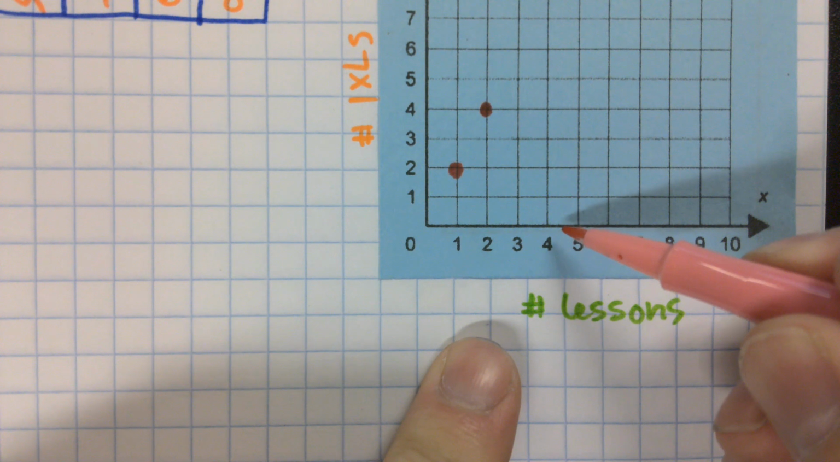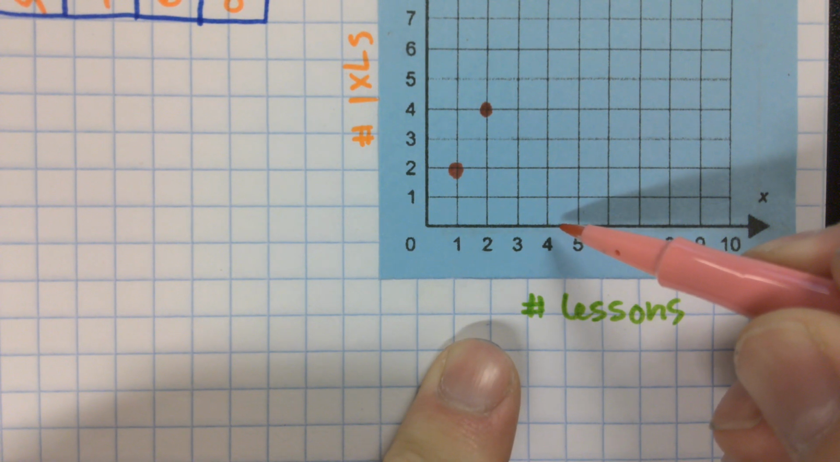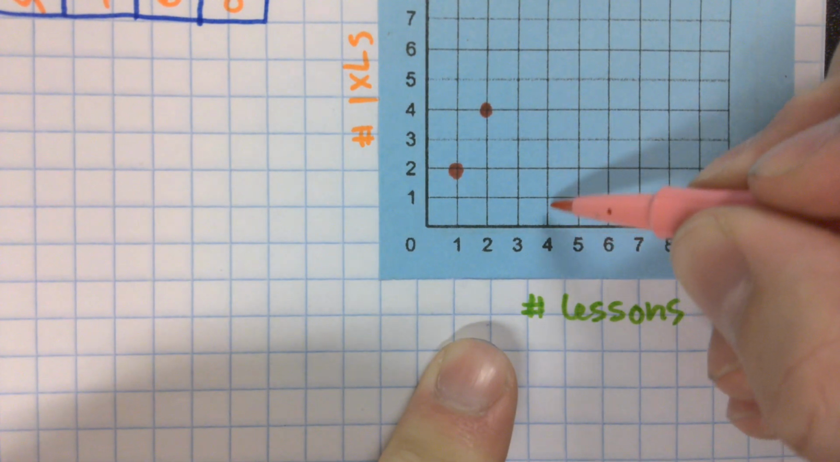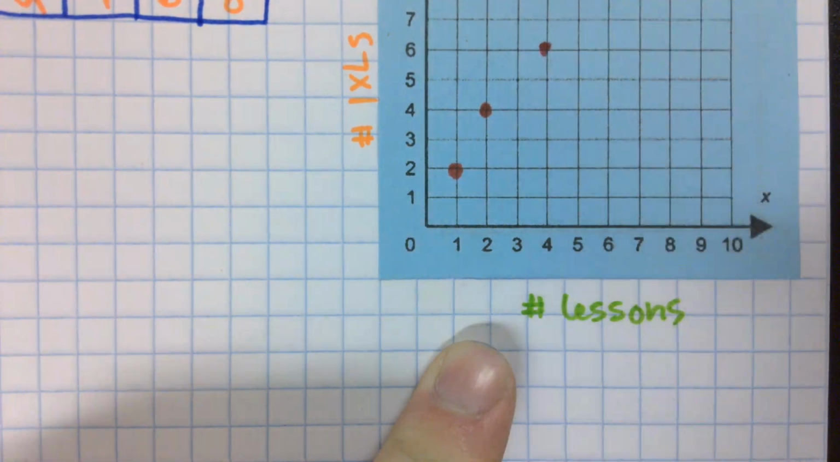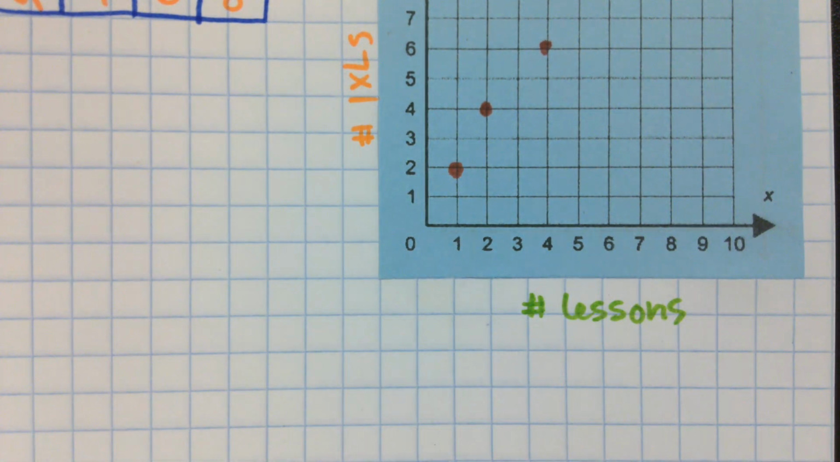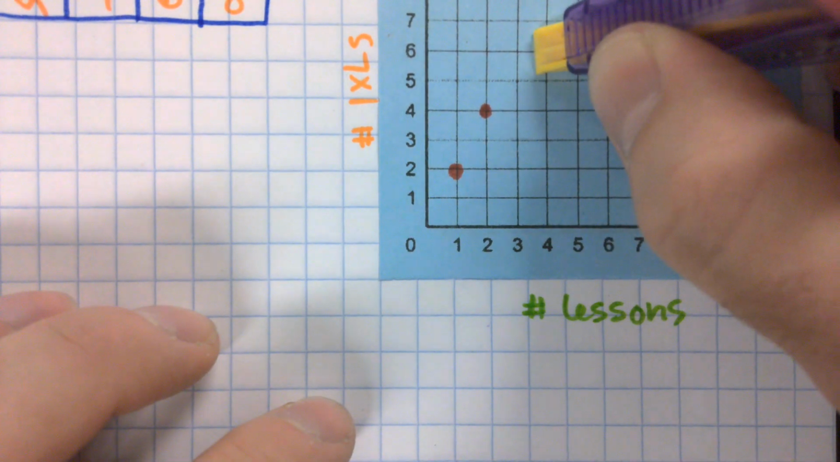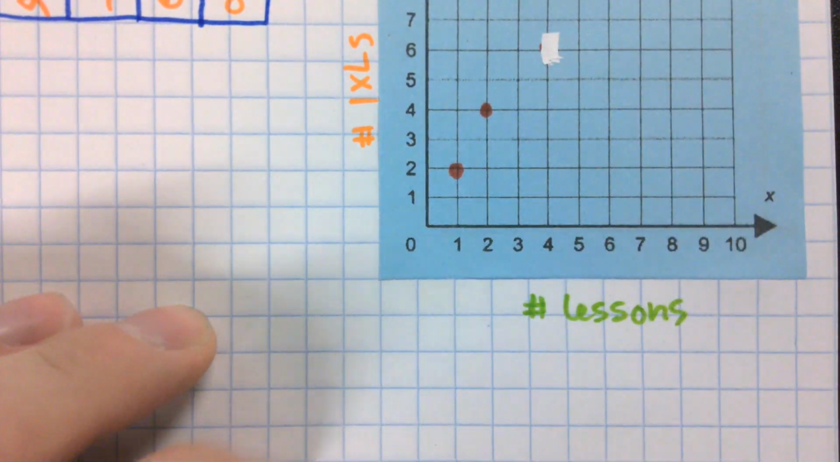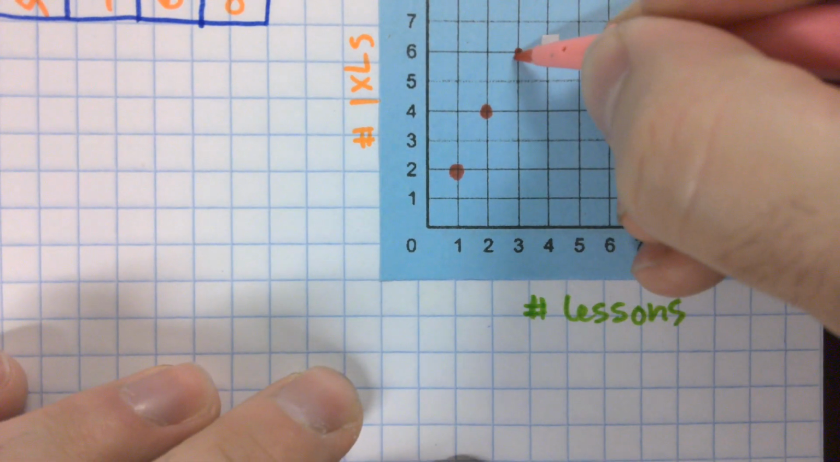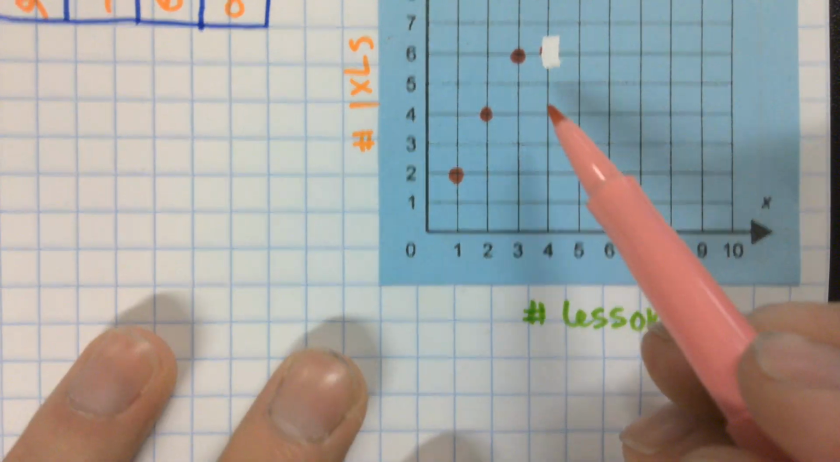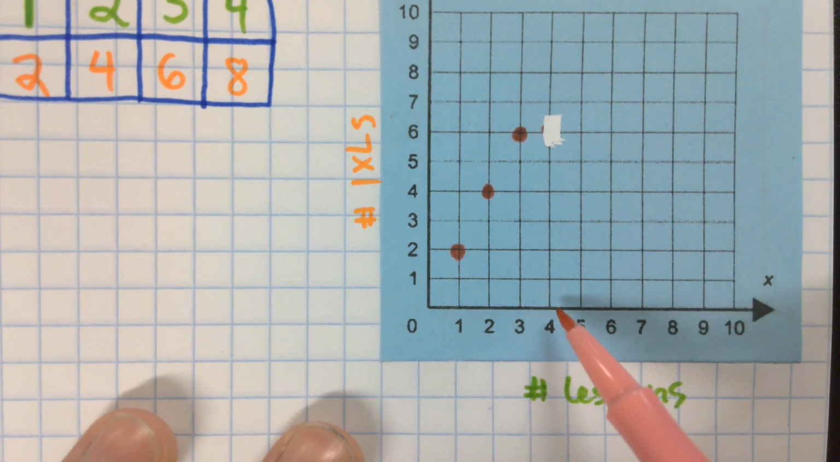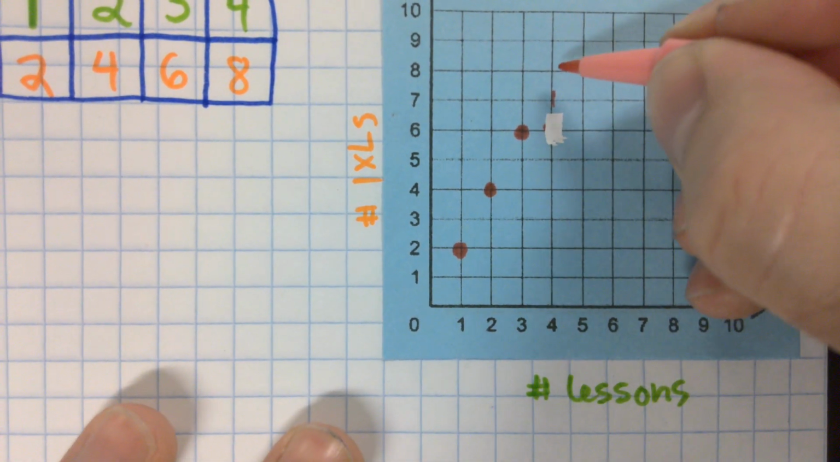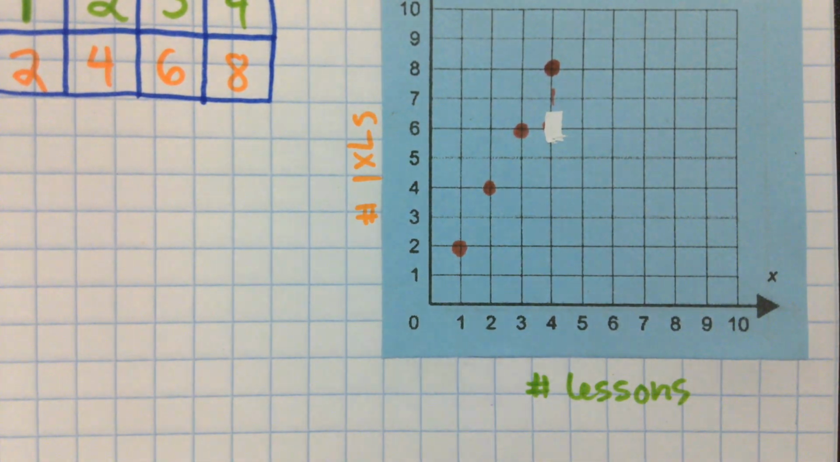What about 4 new lessons? How many IXLs do we have after 4 new lessons? Take a look at the table. 4 new lessons, 6. Oops. I messed that up. I think I misspoke. You put 4 instead. I know, yeah, I put 4 instead of 3. And whiteout doesn't work with blue paper, but it's okay. 3 lessons, 6 IXLs, and then 4 lessons. How many IXLs were there? 8, right up here at 8. Perfect.